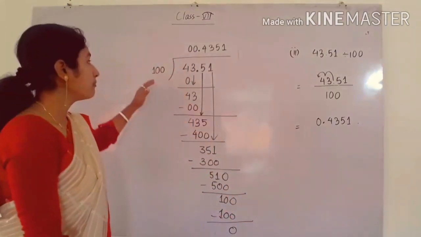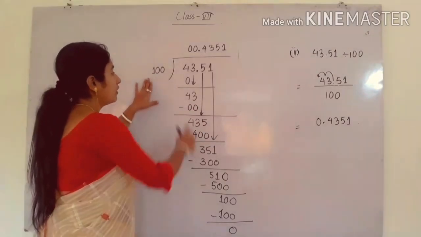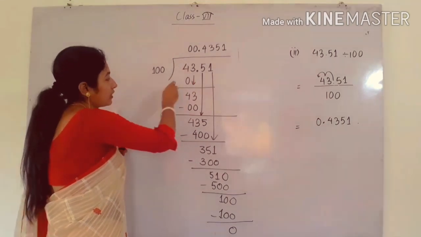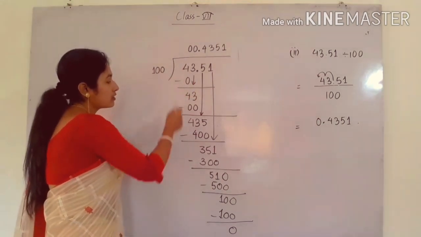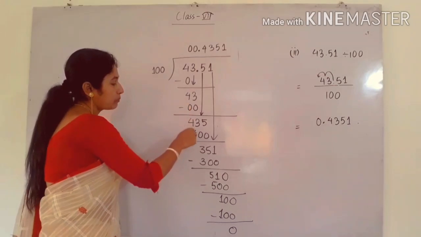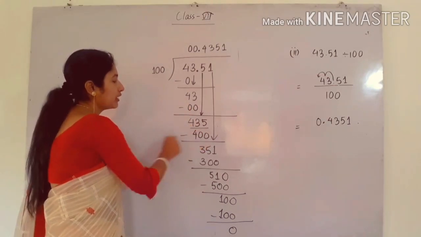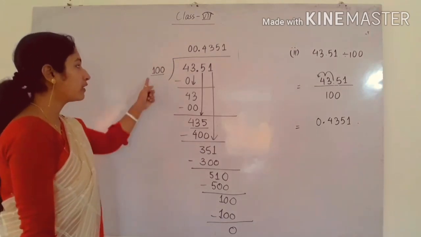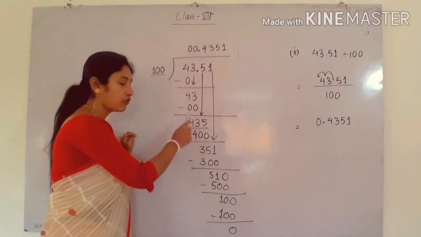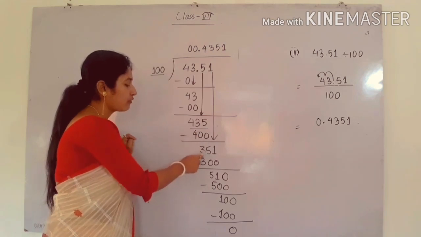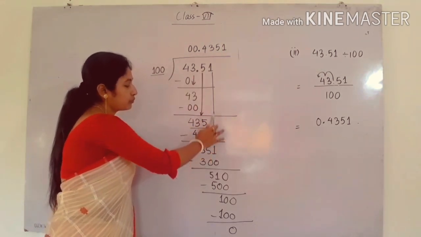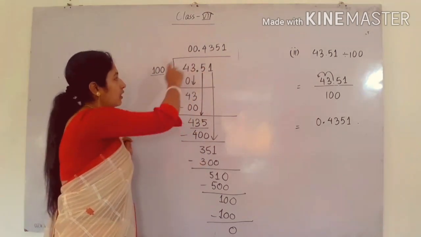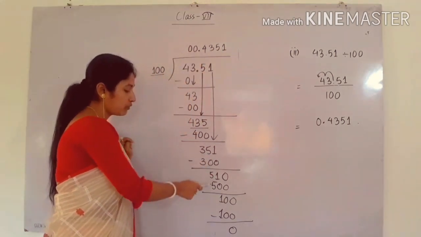Okay. So see, 100, first of all we have this 4. So 100 zeros are 0. Then we subtract and get 43. Again 100 zeros are 00. Again we subtract, we get 435. Now we have 3 digits, here also 3 digits. So now we can multiply 100 with 4 to get 400. Then we subtract. Then 3, 5 and 1 we have to take from the next step. So 100 3s are 300, so 51.